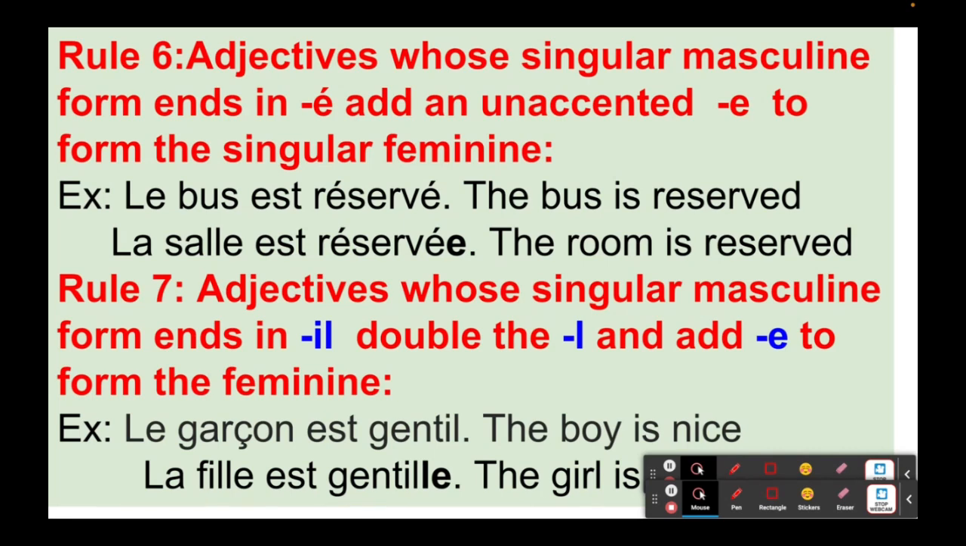And rule number 7, if the masculine form ends with an IL, you are going to add another L and an E, same as the IEN. So you're going to have to double the letter. So it's going to be the same thing for this one. If it ends with an IL, you're going to have to double the letter L and add an E. So, le garçon est gentil. The boy is nice, gentil. La fille est gentille. So we pronounce it the same way. It's an E sound at the end. So gentille. La fille est gentille, the girl is nice.